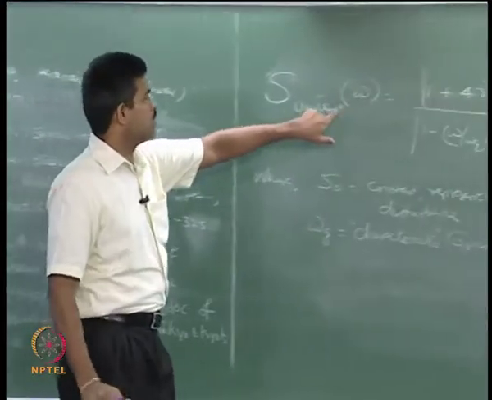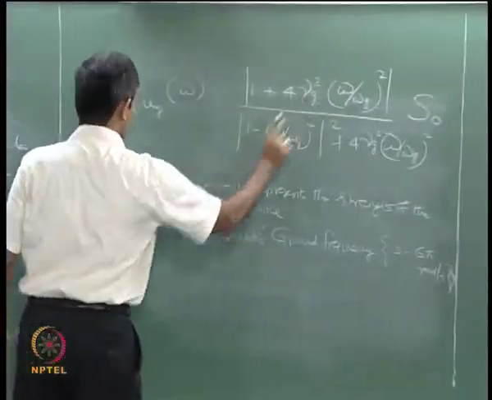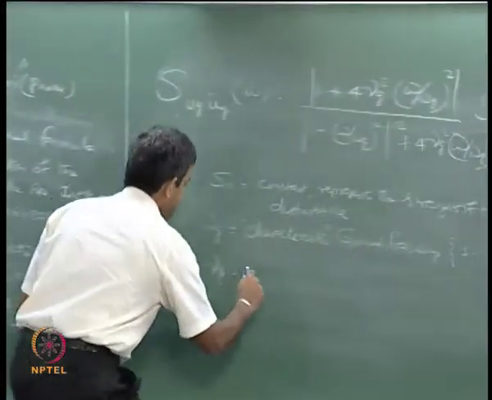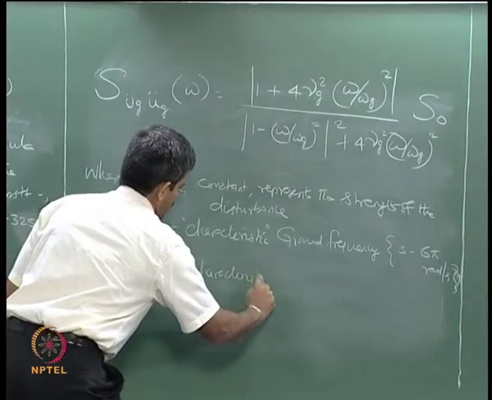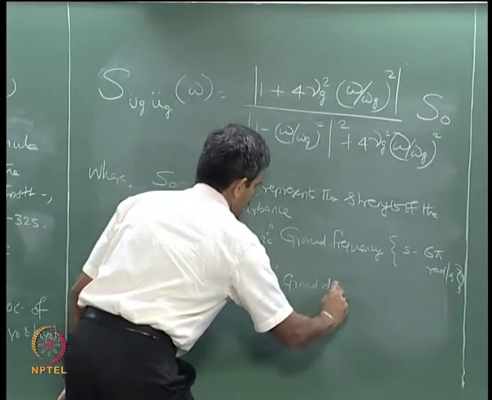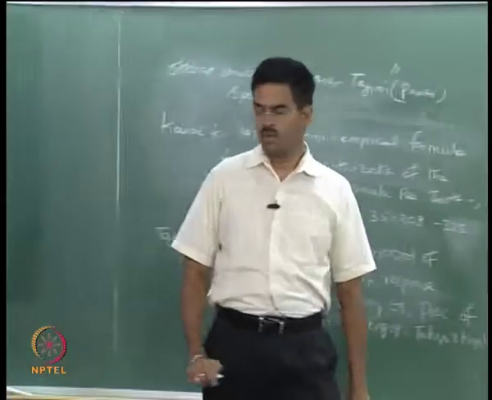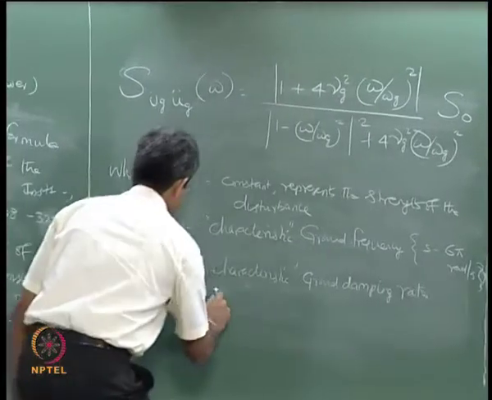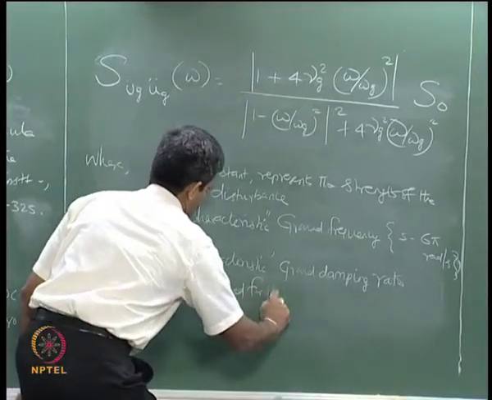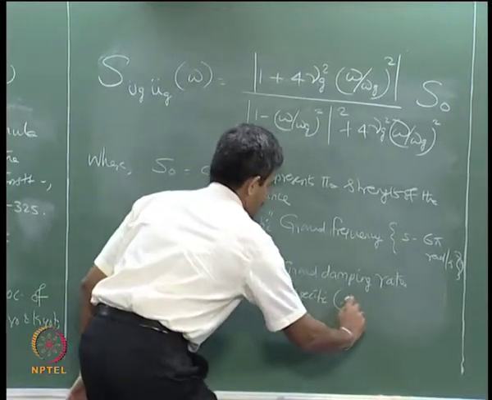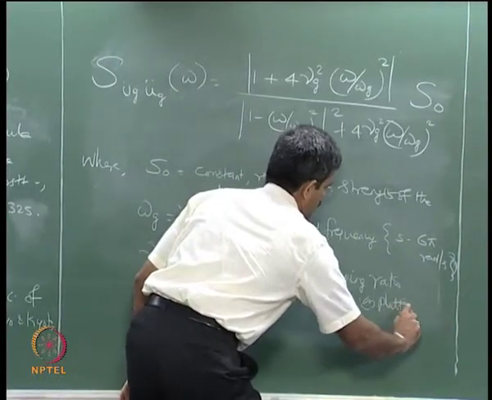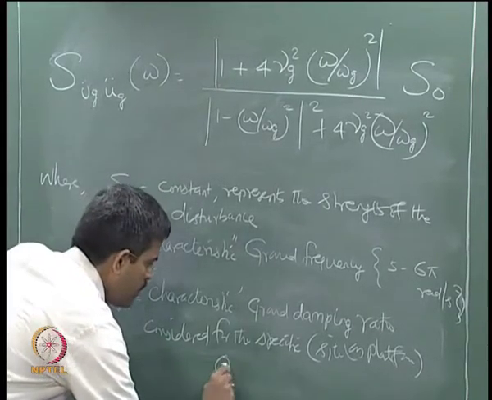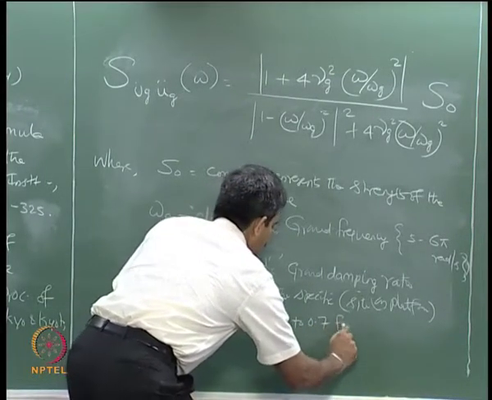Of course, omega is the frequency content of analysis in the spectrum, and gamma g is the characteristic ground damping ratio considered for the specific site or platform, whatever you want to take, which can generally vary from 0.6 to 0.7 for hot soil.